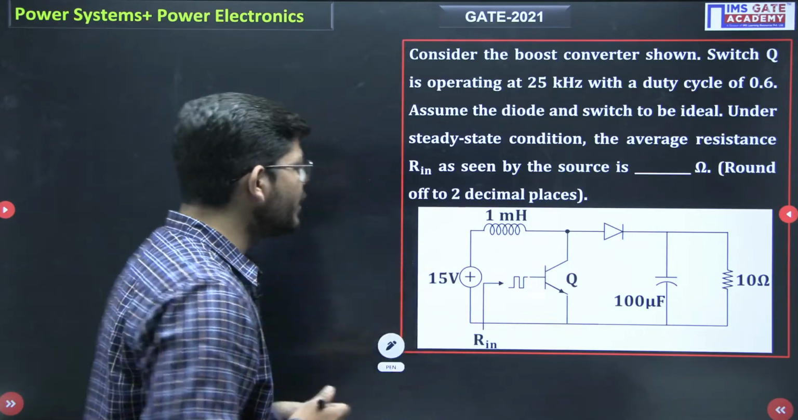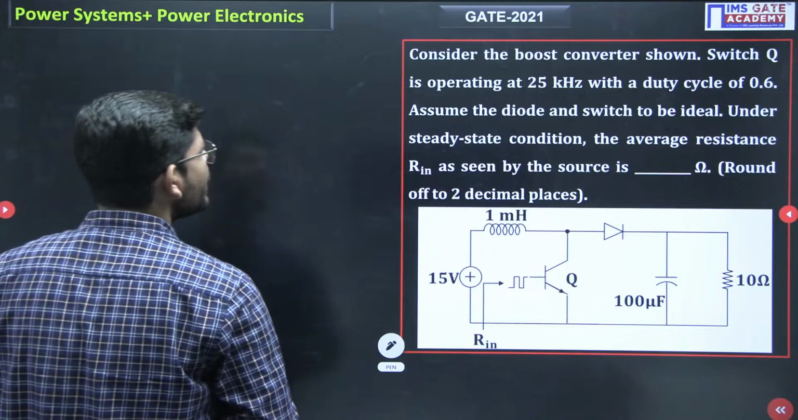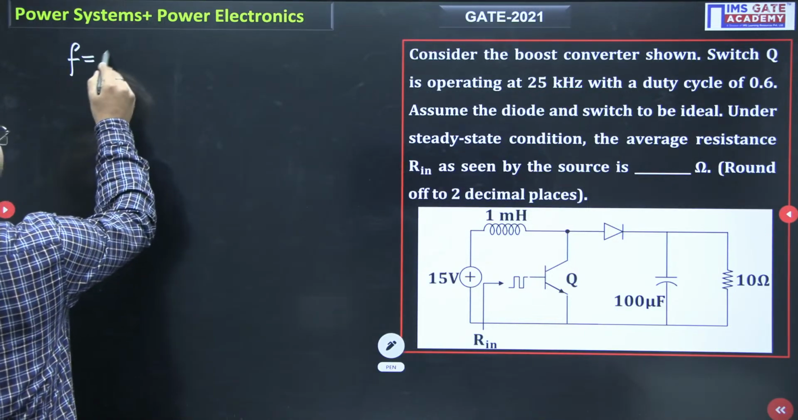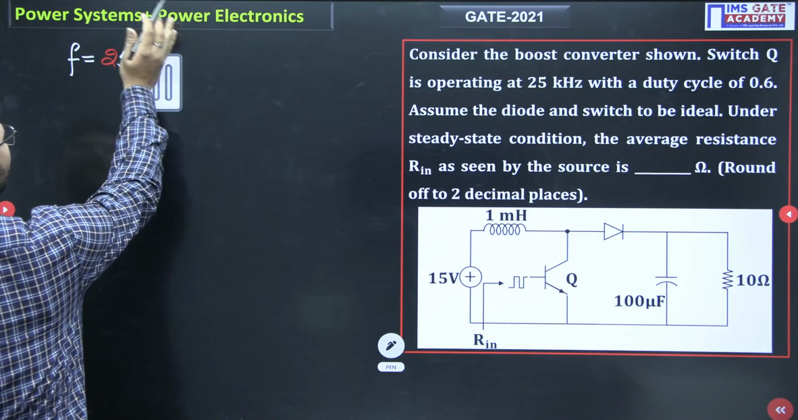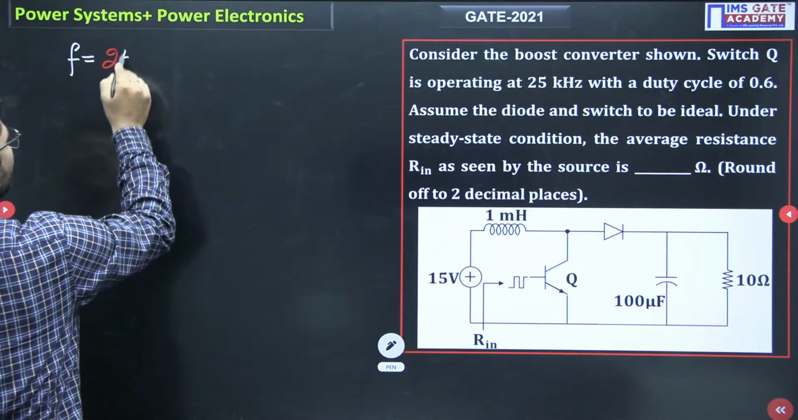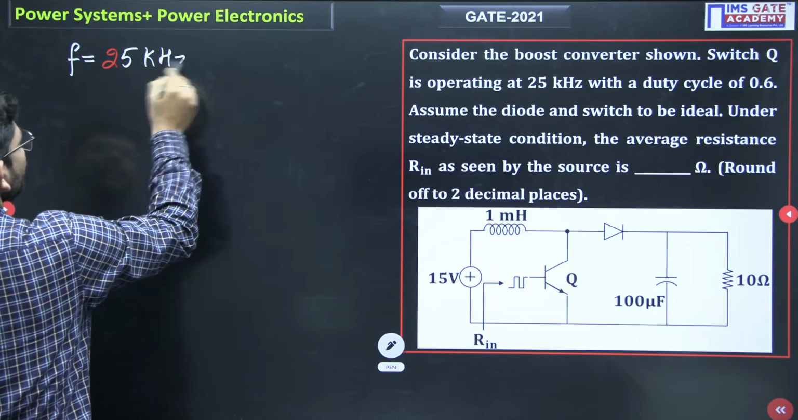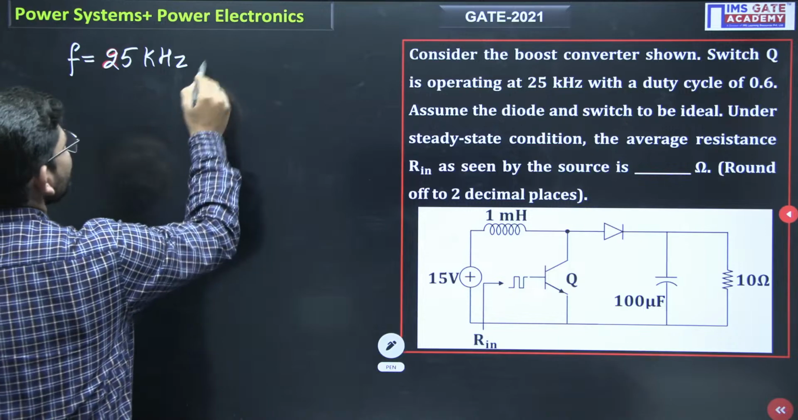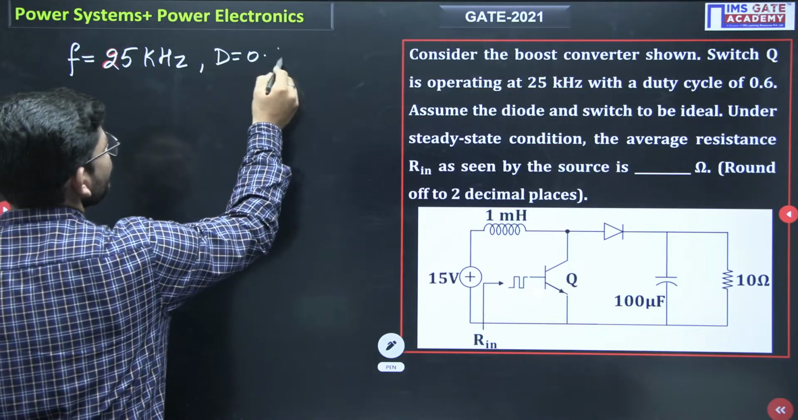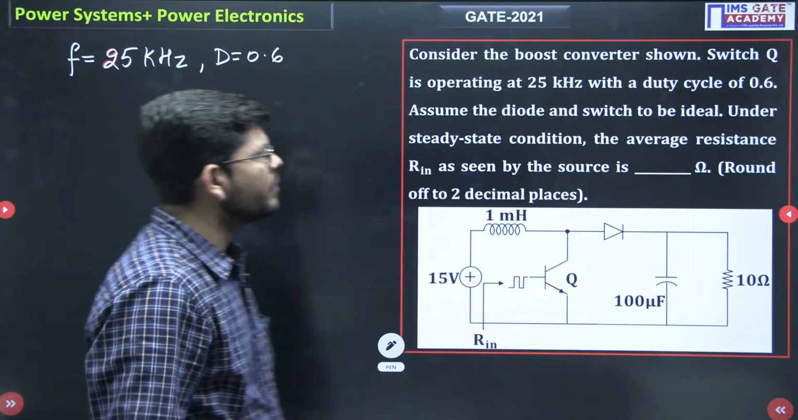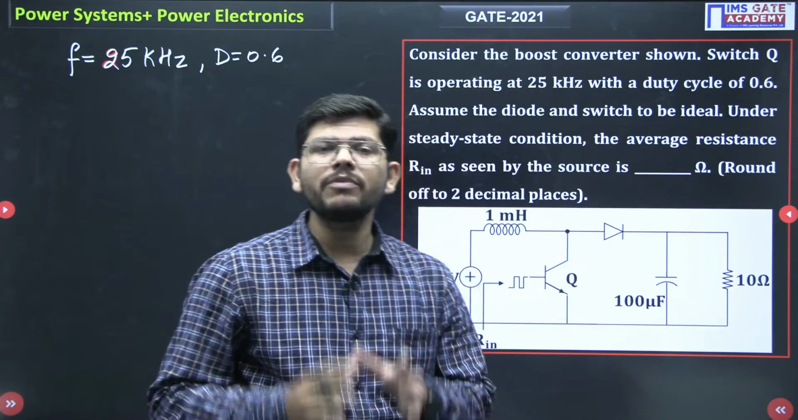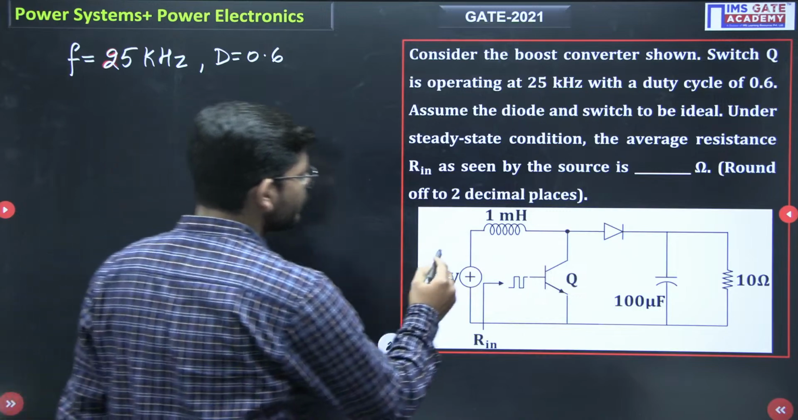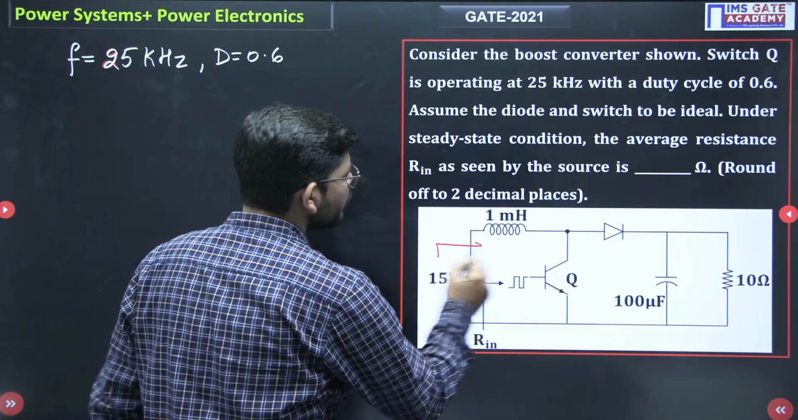Now what has been given to us? We have been given that the operating frequency is 25 kilohertz. And the duty cycle is 0.6. So we have been given the duty cycle as well, which is 0.6. Now we have to calculate what will be the input resistance. Okay, so we have to calculate, if we are watching from here, what will be the input resistance.